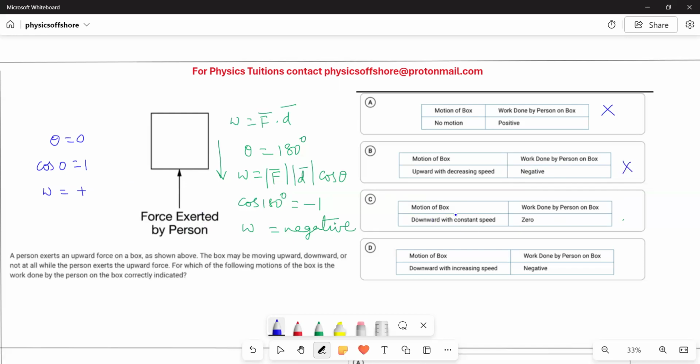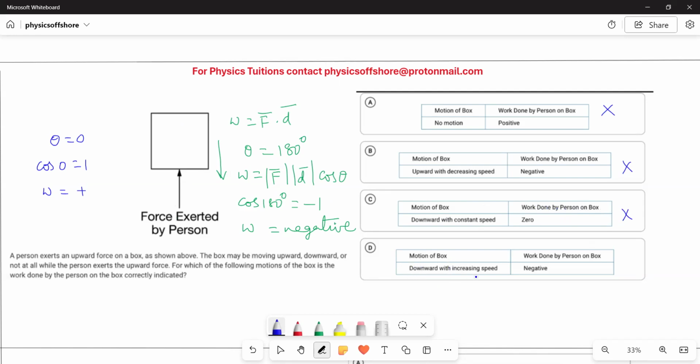Next. Motion of the box is downward with constant speed, and the work done by the person on the box is 0. Absolutely, it is a wrong answer, because when the box is moving downwards and the force exerted by the person is upwards, the work done is negative, but it is not 0. But he is saying 0. That means this is also wrong. So, next choice.